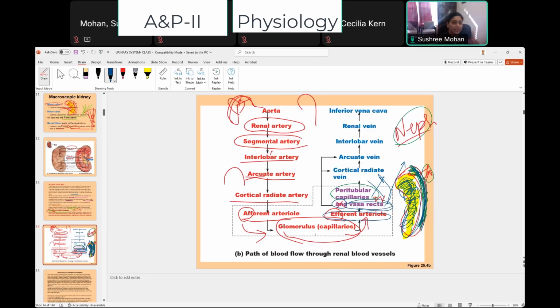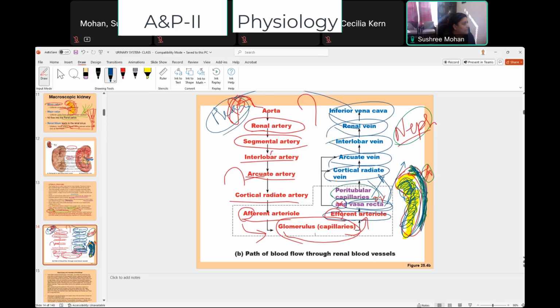After it moves through either the peritubular capillaries or vasa recta, it will join the cortical radiate vein, go through the arcuate vein, the interlobar vein, renal vein, inferior vena cava, and come back to the heart. So that is why the heart is connected to the kidneys. It provides the blood supply, and when the blood comes out, it goes back to the heart.